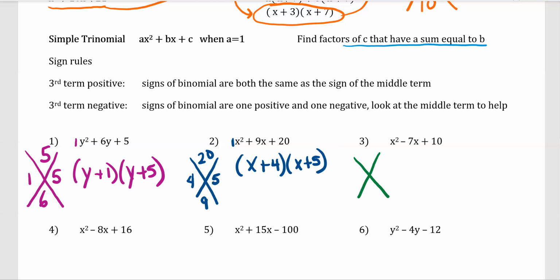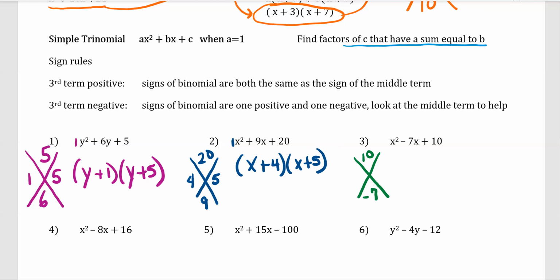Number 3, we need the factors of 10 that add to negative 7. So we need to worry about our signs. We need to multiply 2 numbers together to get a positive, and that means that both numbers must have the same sign. A positive times a positive is a positive, and a negative times a negative is a positive.